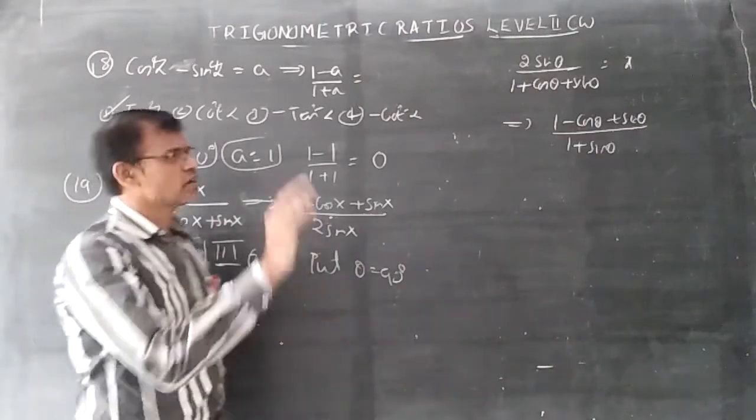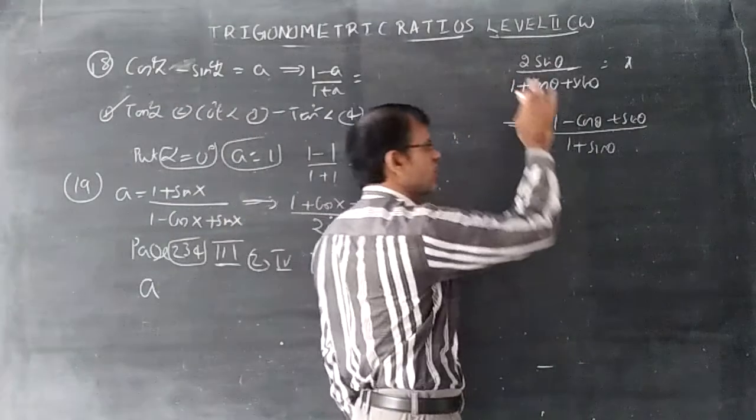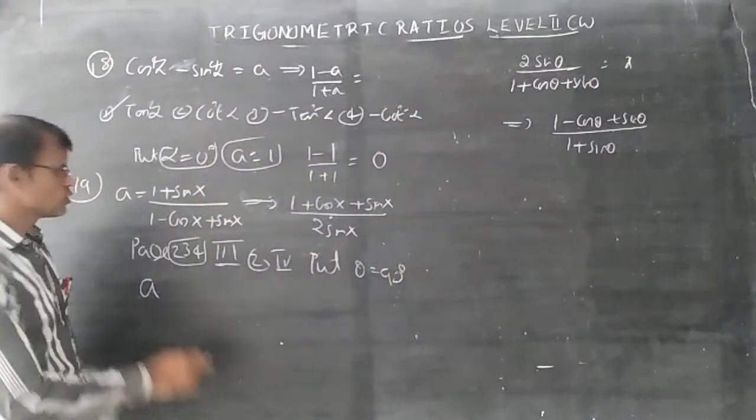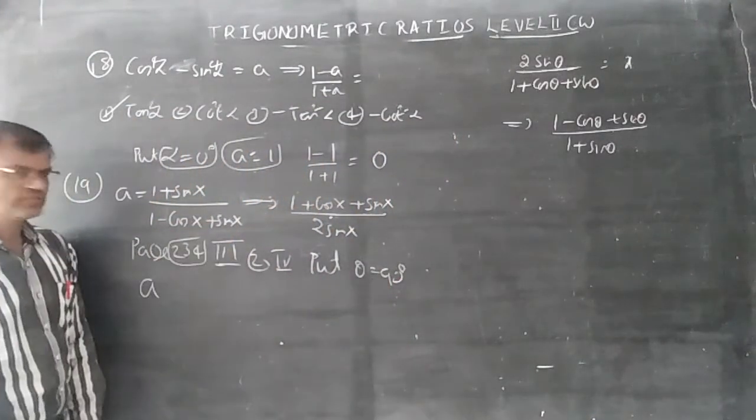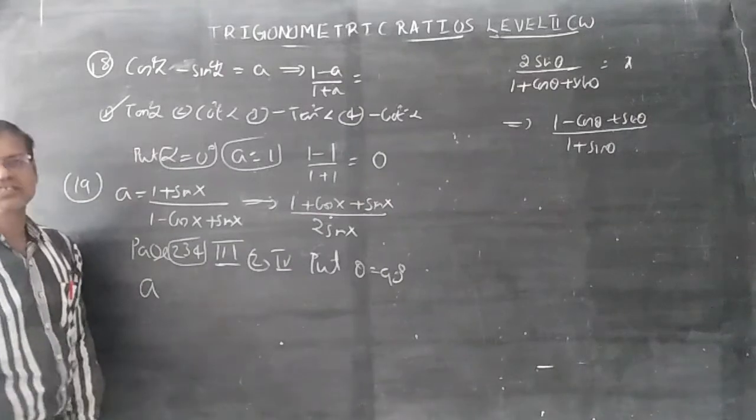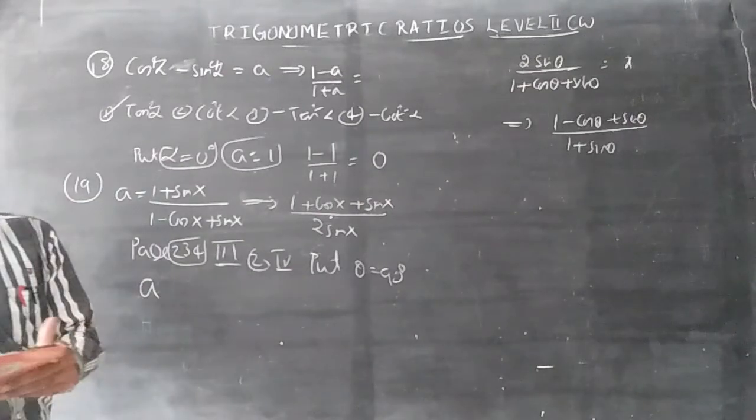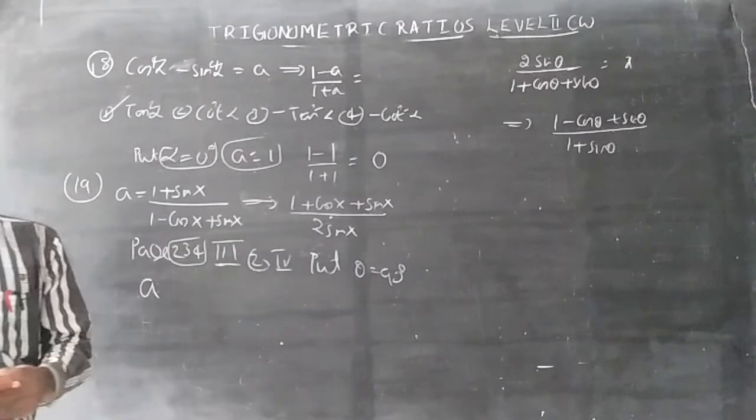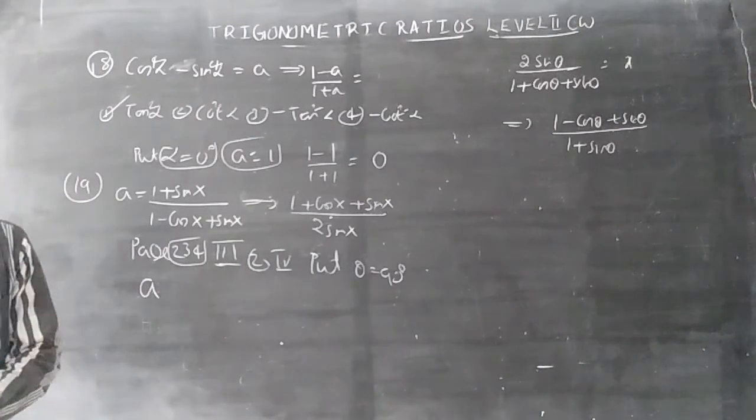X only. So whatever value is given, the value itself is the answer. So can you say what the answer is here? We are given the options. Not one. First option: 1 by a square.